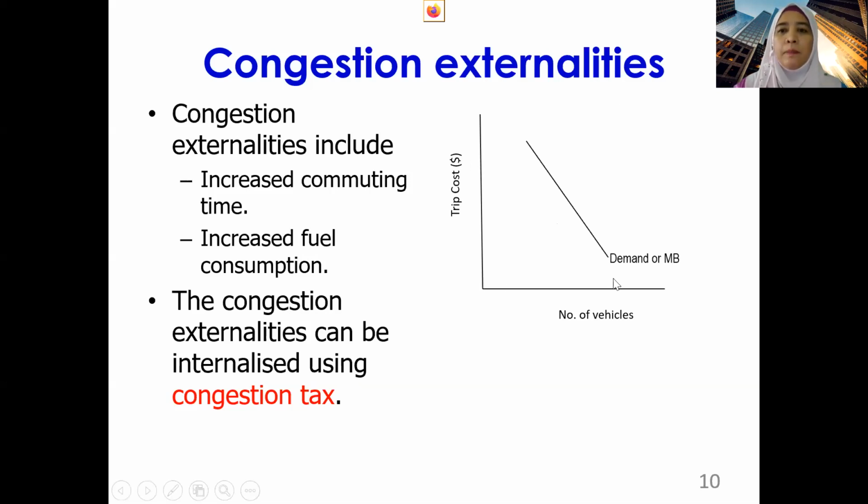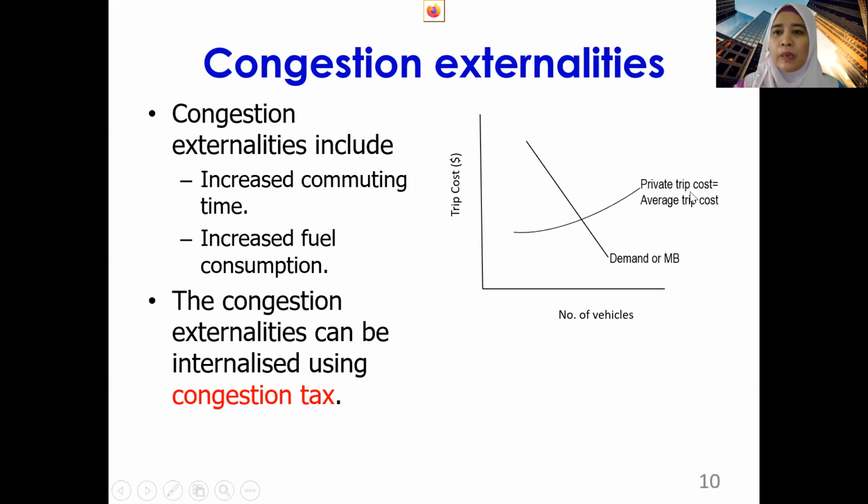Look at the diagram here that can show you the concept of congestion tax. We have the x-axis, the number of vehicles, the y-axis, the trip cost, and the demand curve. Of course, we know that the demand curve is downward sloping. Marginal demand is the willingness to pay, and the willingness to pay is the same as the marginal benefit, the extra benefit that we obtain from the consumption of an additional good. So the demand curve is the same as the marginal benefit curve, whereby we expect the marginal benefit derived from the unit to decline as we consume more units. That's why it's downward sloping.